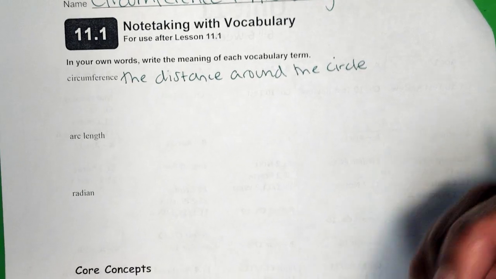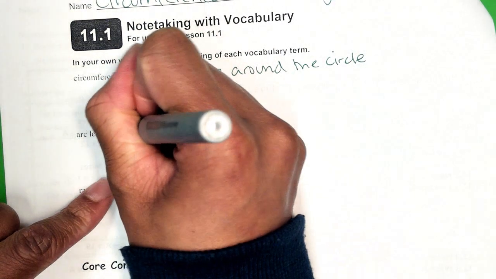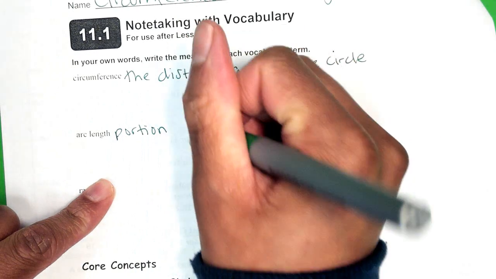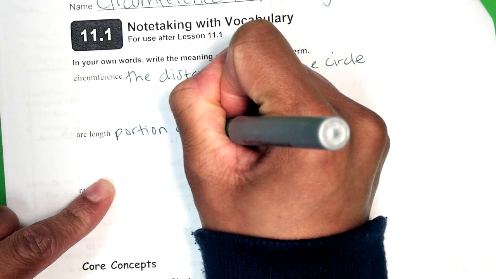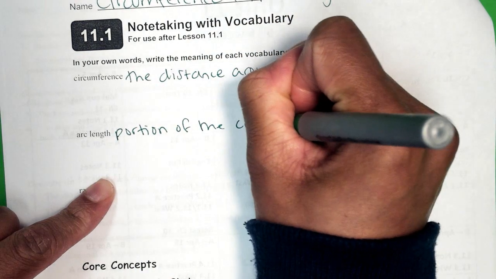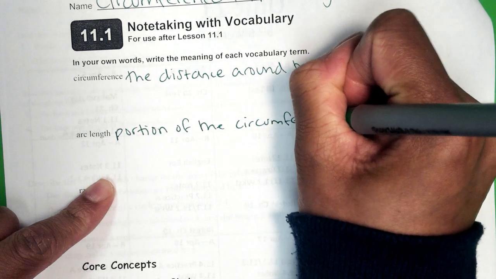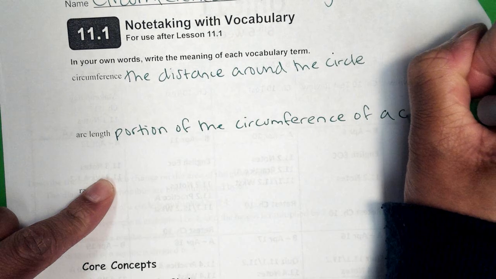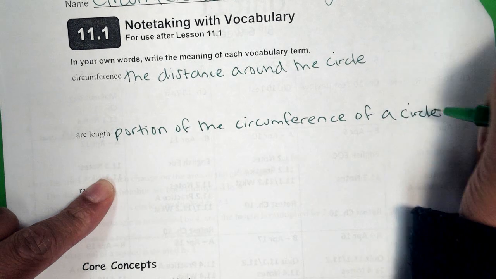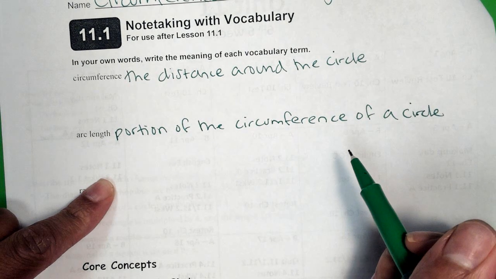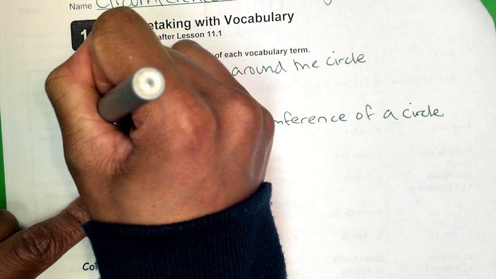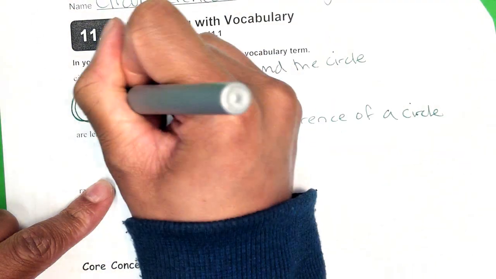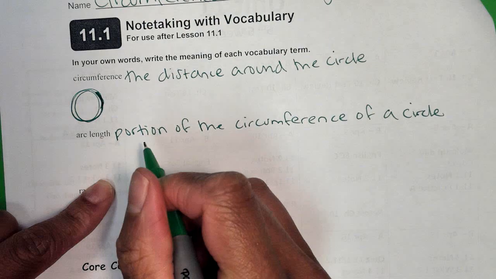Now the arc length is the portion of the circumference of a circle. So this is where we only took a small section of the circle. The circumference is everything around the circle. The arc length will only be a small portion of that.